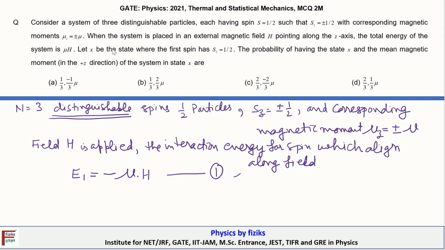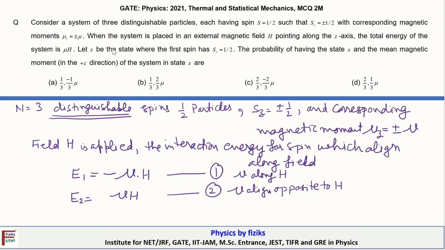So this is the case when mu is aligned along H. Similarly, it's also possible that some of the spins may align in a direction opposite to the field direction. I will call that energy E2. When the magnetic moment aligns opposite to the field direction, the interaction energy becomes positive, mu H. So that is our equation 2, when mu aligns opposite to the external field.